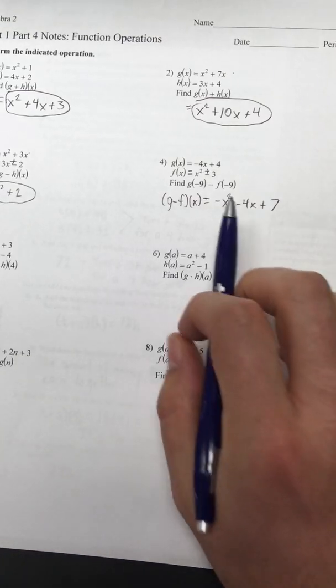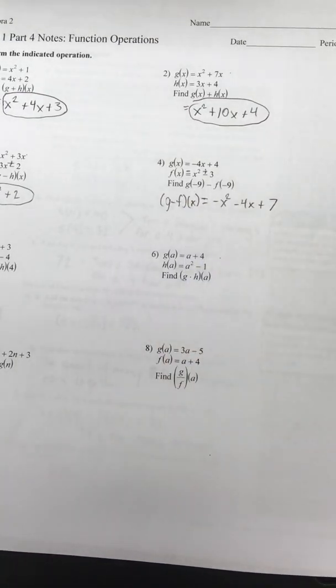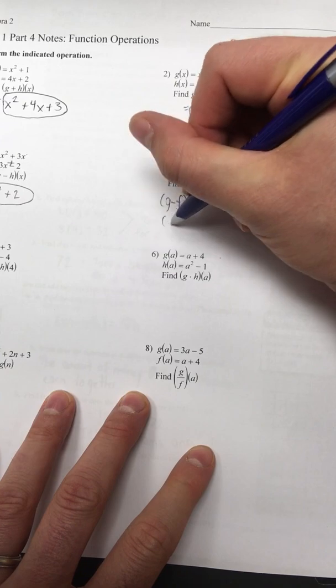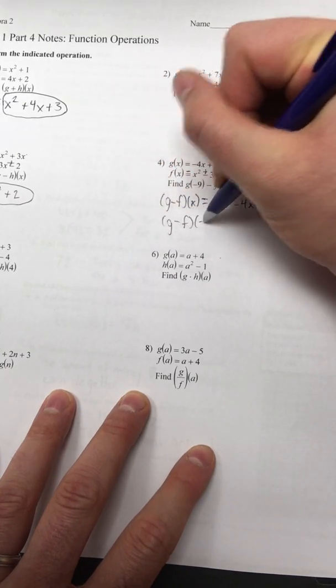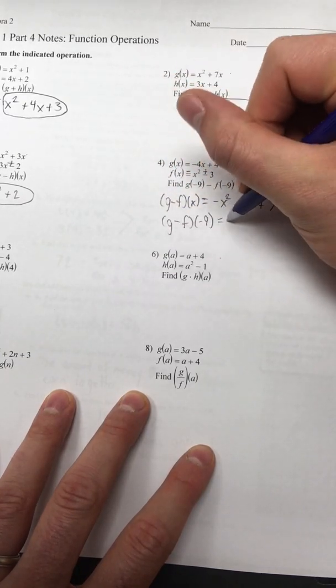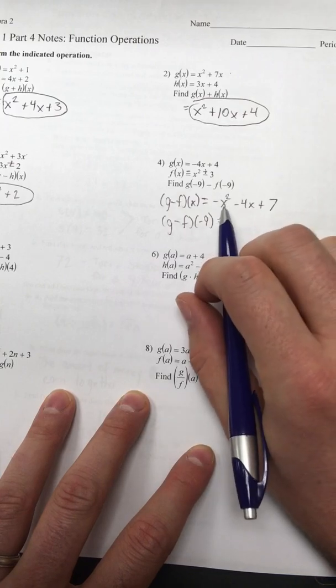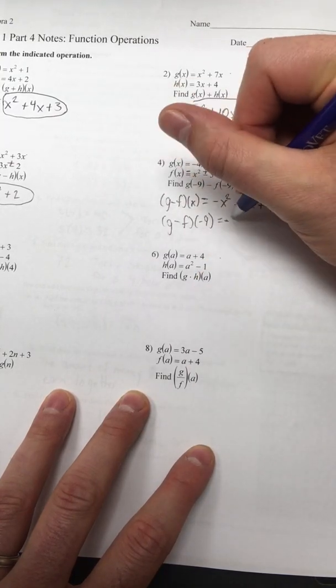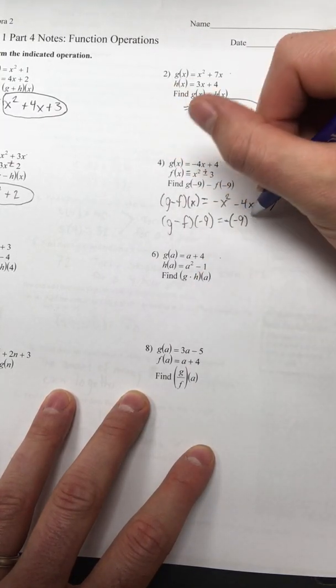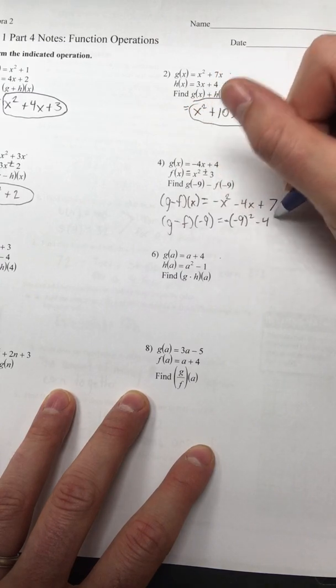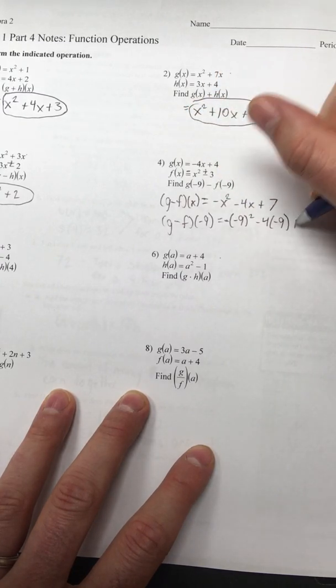Now that's not the final answer because it's asking me to actually evaluate, plug in a negative 9. So g minus f of negative 9. And you've got to be careful with this: don't combine the two negatives. Don't make that a positive 9 squared. It's minus, parentheses, negative 9 squared, minus 4, parentheses, negative 9, plus 7.